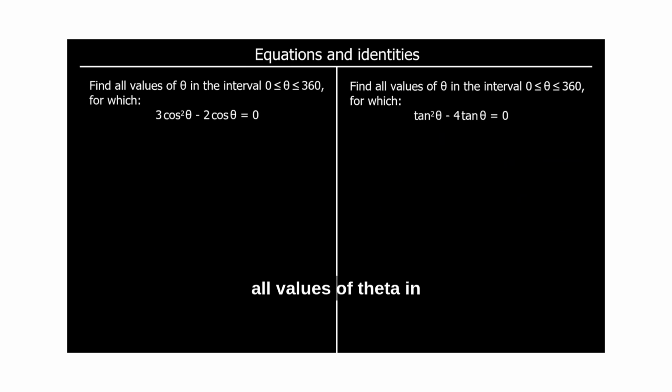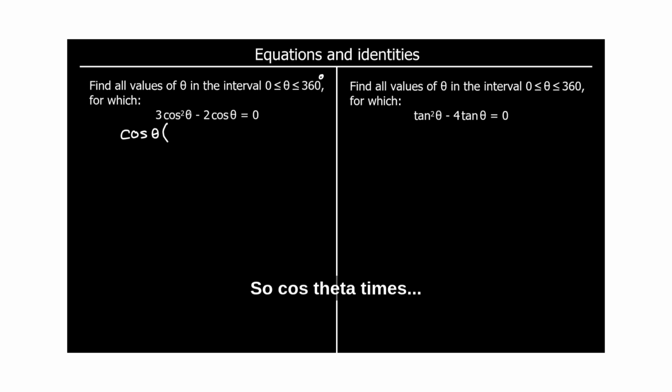Find all values of theta in the interval 0 to 360 degrees again, for which 3 cos squared theta minus 2 cos theta equals 0. This is a quadratic, and it's equal to 0. We can solve it by factorizing. They've both got cos theta in them. Both terms have got cos theta in them. So I can take that to the outside.